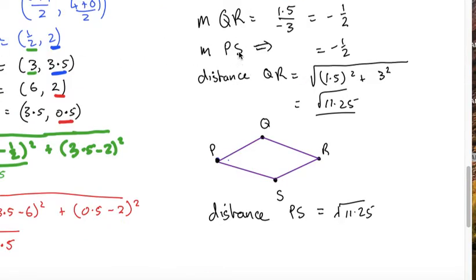So here I've shown the gradients are the same for both QR, negative a half, and PS, negative a half. The distances are the same, square root of 11.25. Therefore, we have a quadrilateral. It's actually a parallelogram, because the sides are the same length and the gradients are the same. So write a little conclusion about that, and then you're done.